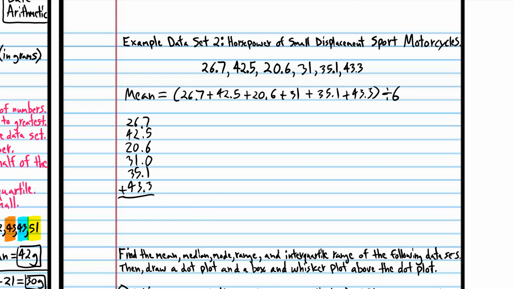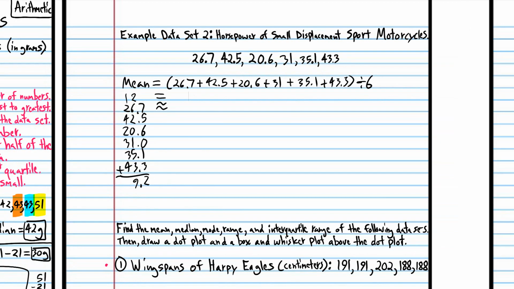All right, so that's all those numbers. Let's add everything up. Actually, we should double check, make sure we got all those numbers written correctly. I think that's correct. All right, add the numbers up. We get 22, carry the 2. We get 19, carry the 1. So we got 199.2. So now we have 199.2 divided by 6. So we have to use the long division algorithm.